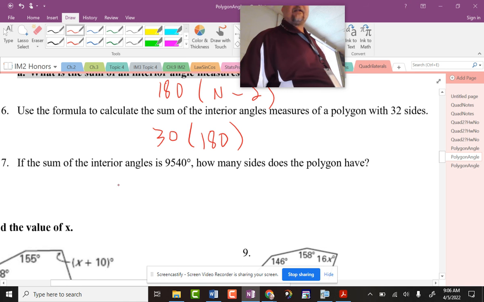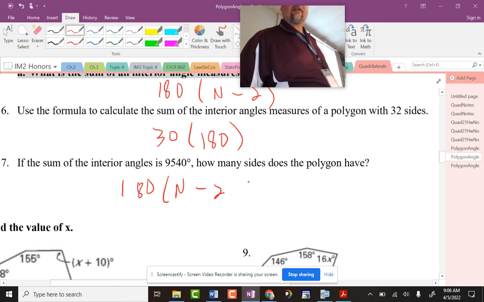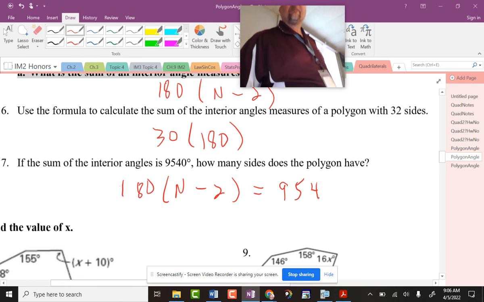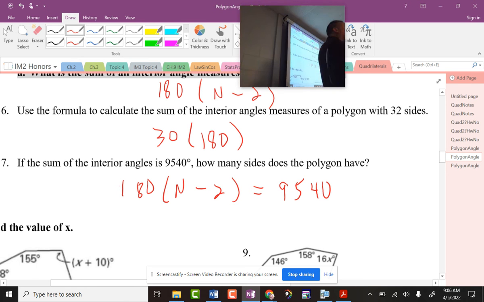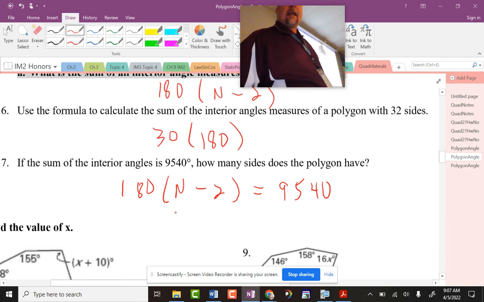How many sides does that polygon have? Well, you use that formula. This is the sum of all formula, and the sum is 9540. So with our newly found formula, we set those two equal and we solve. The very first thing you should do is divide by 180. I'm going off of memory.